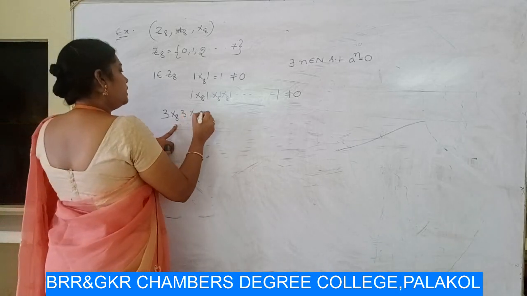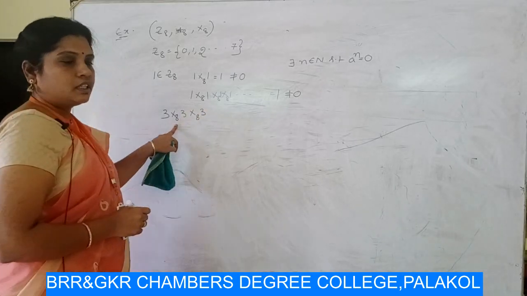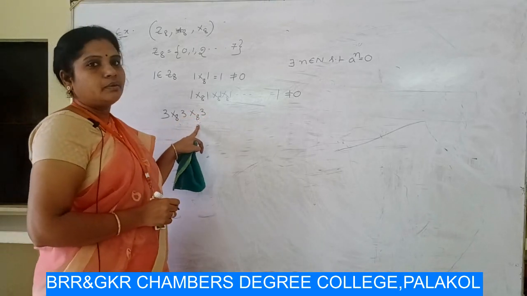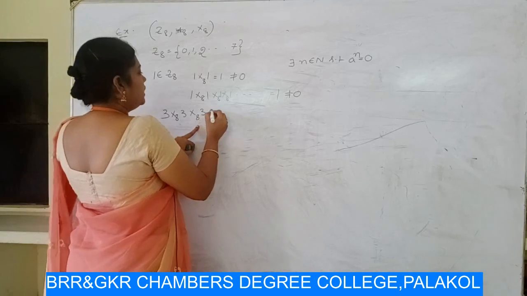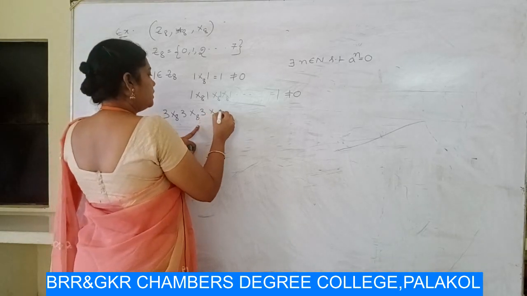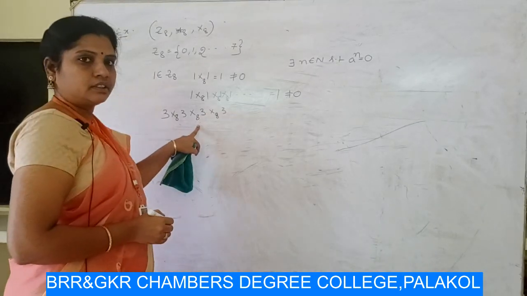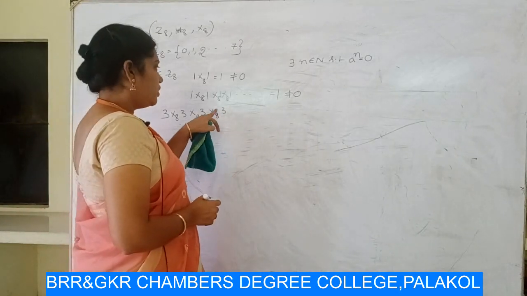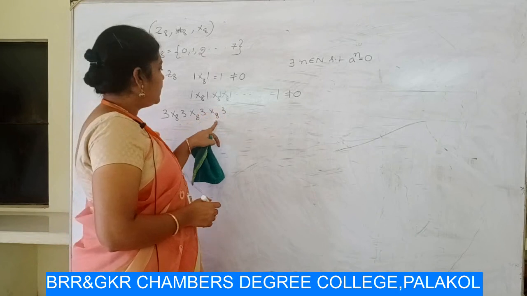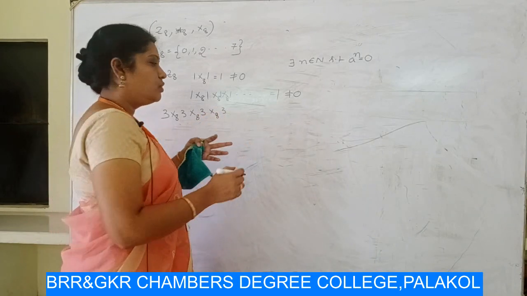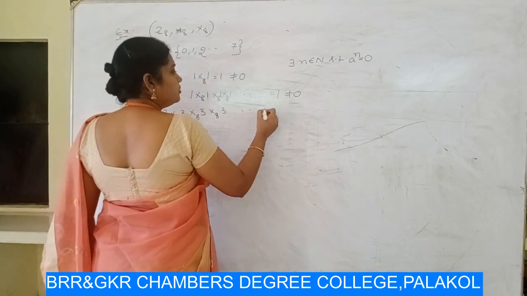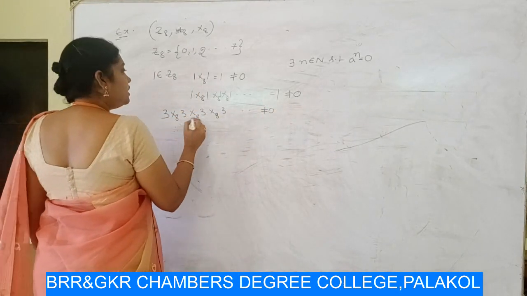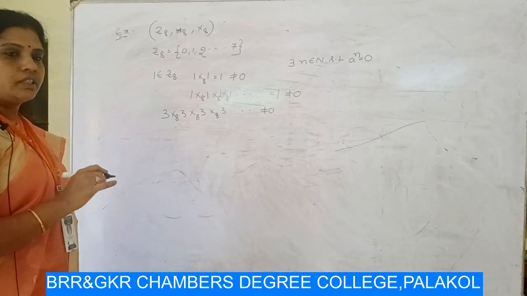Again we multiply with 3. 1 into 3, 3. 3 divided by 8, we get remainder 3. Again we multiply with 3. Then we get 1 into 3 is 3 divided by 8, 3. So which is not equal to 0. So therefore 3 is not a nilpotent element of the ring.